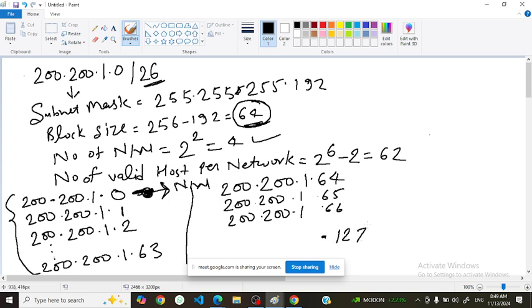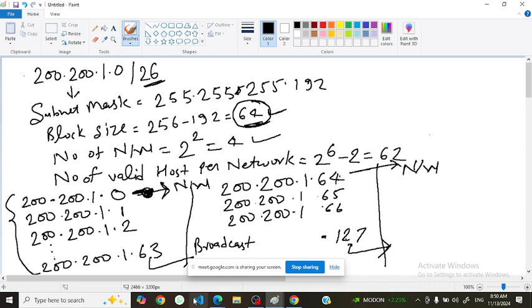1.127, because what is the block size? 64 is the block size. So 64 to 127 will be the 64 IP addresses. First will be the network ID, and the last one will be the broadcast ID. Just make sure, is it clear for everyone? Subhajit, Venkat, you were also asking. Yes, sir, clear.